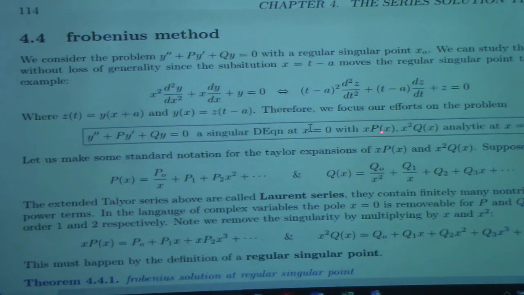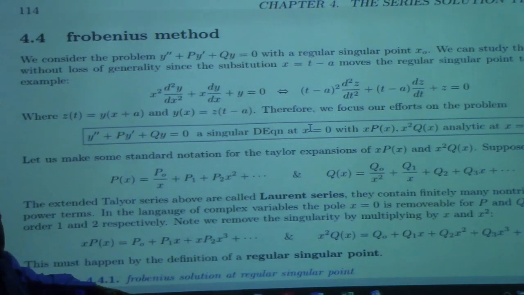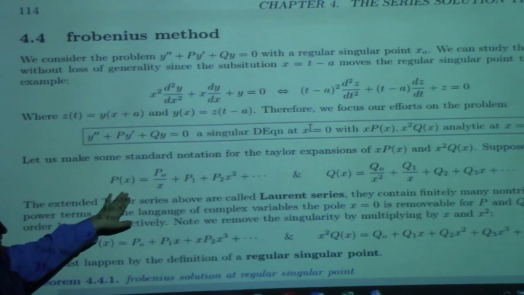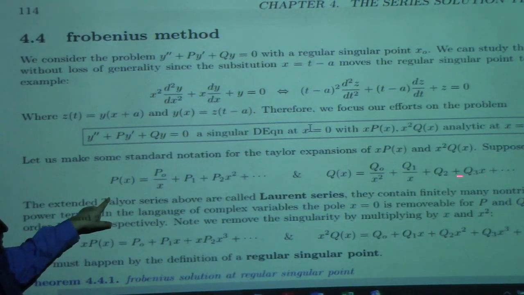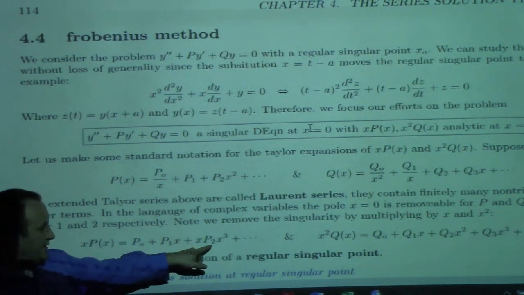Now, to say x times p of x and x squared times q of x are analytic, what that means, in retrospect, is that the power series for p and q have to look like this. If multiplying p by x gives me something that's analytic, that means it has a well-defined Taylor series, right? You've got a constant, an x.